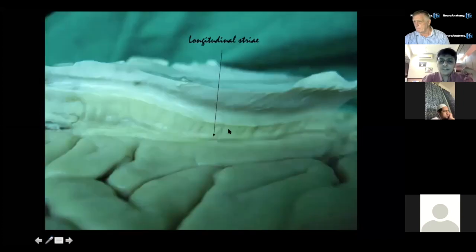Within the indusium griseum, there are two longitudinal striae. They are white matter tracts. They are called the medial and lateral longitudinal striae of Lancisi. And along with the indusium griseum, they connect to the subcallosal area and they connect the hippocampus to the subcallosal area.